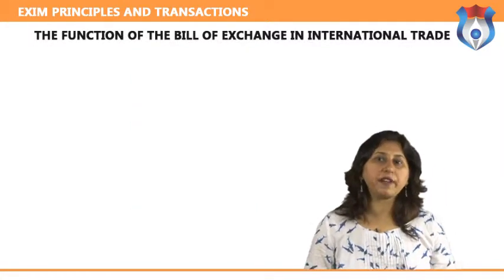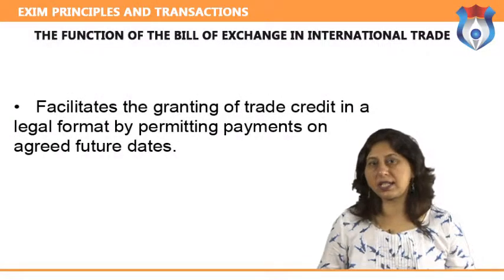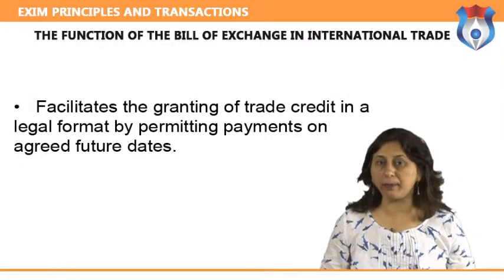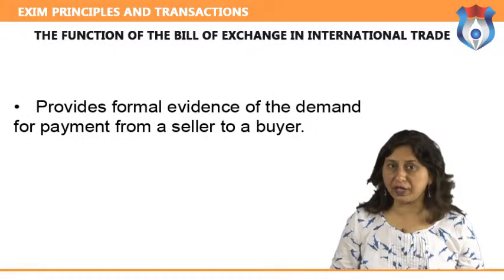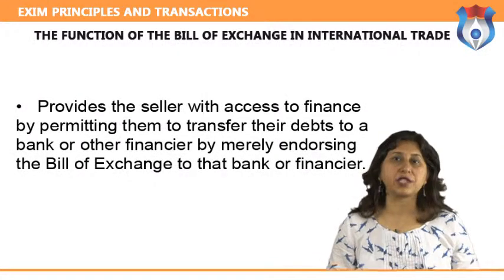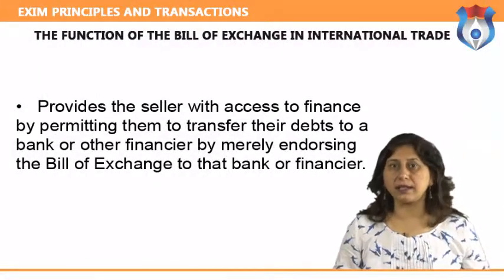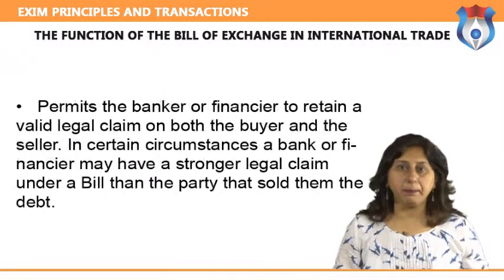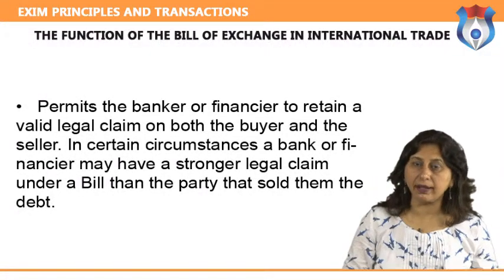The function of the bill of exchange in international trade. The bill of exchange performs many functions in international trade, including: facilitates the granting of trade credit in a legal format by permitting payments on agreed future dates; provides formal evidence of the demand for payment from a seller to a buyer; provides the seller with access to finance by permitting them to transfer their debts to a bank or other financier by merely endorsing the bill of exchange to that bank or financier; permits the banker or financier to retain a valid legal claim on both the buyer and the seller.